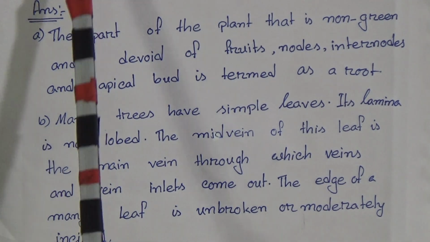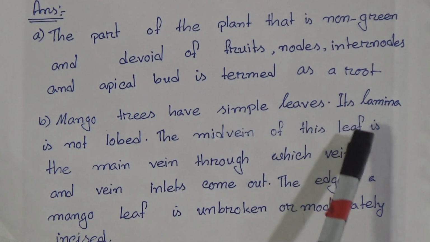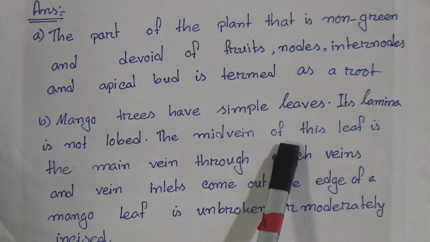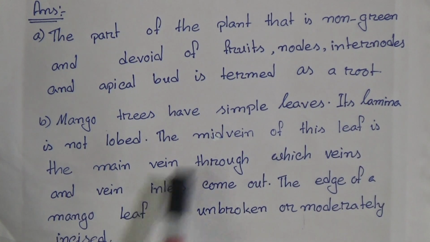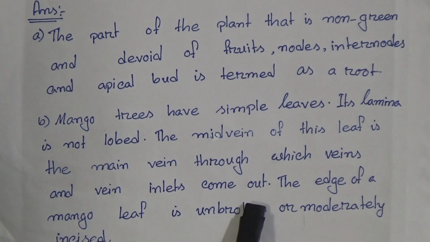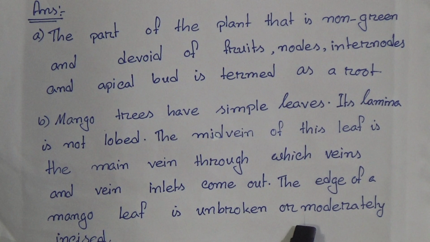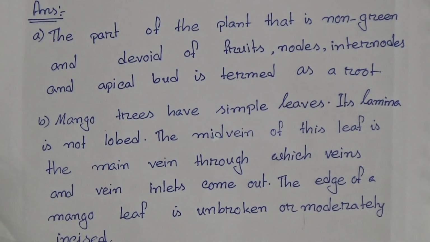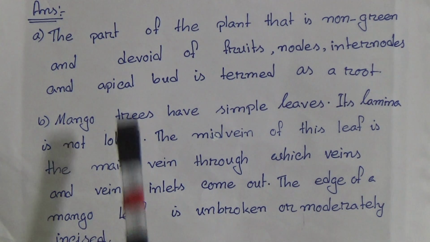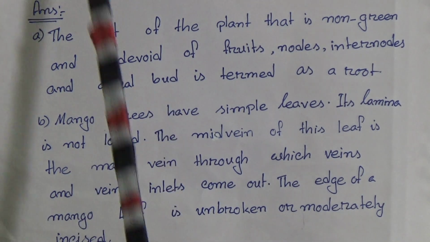Number 2. Describe the type of mango leaf. Mango trees have simple leaves. Its lamina is not lobed. The mid vein of this leaf is the main vein through which veins and vein inlets come out. The edge of a mango leaf is unbroken or moderately incised.